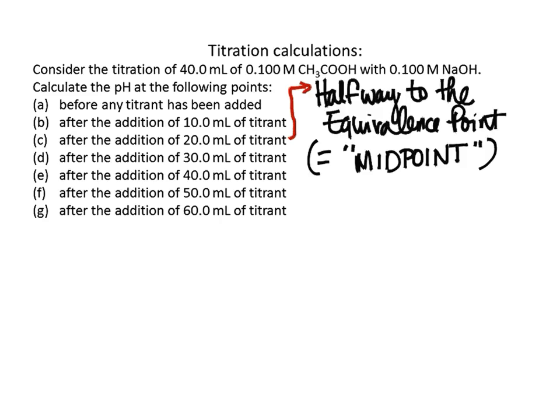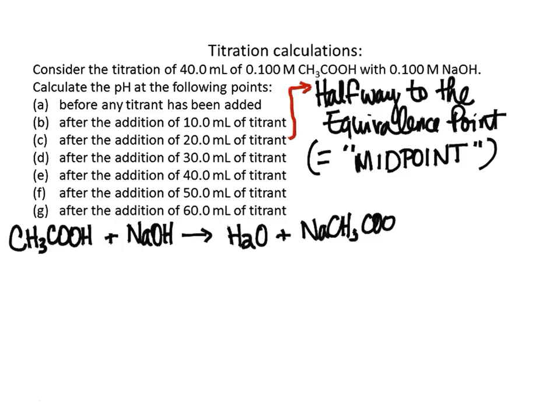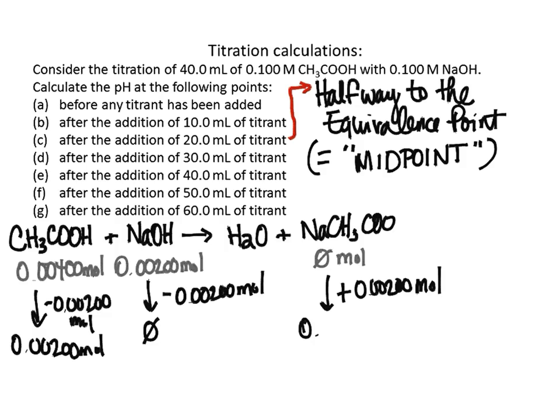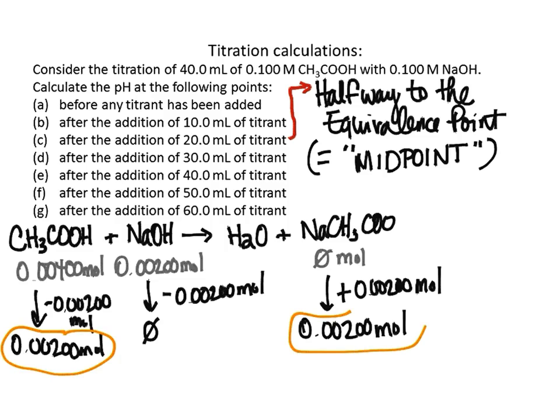Point C is very similar, but point C is a special point called the midpoint. This is halfway to the equivalence point. And if we look at this more carefully, we remember we start off with 4 millimoles of acetic acid, 0 millimoles of sodium acetate. If we have 2 millimoles of sodium hydroxide, it reacts to completion to 0 millimoles. We lose half of our acetic acid and we gain 2 millimoles of sodium acetate on the right-hand side, which means our acid concentration and our base concentration are equal.